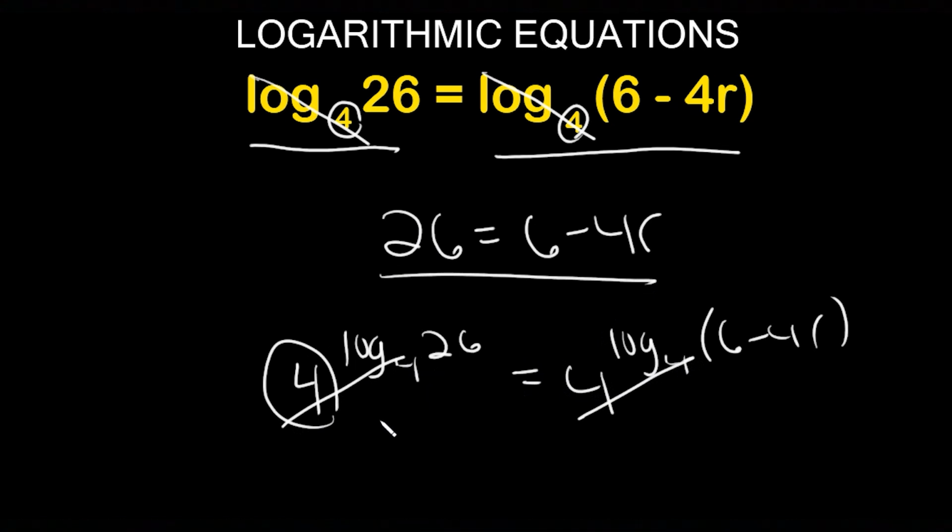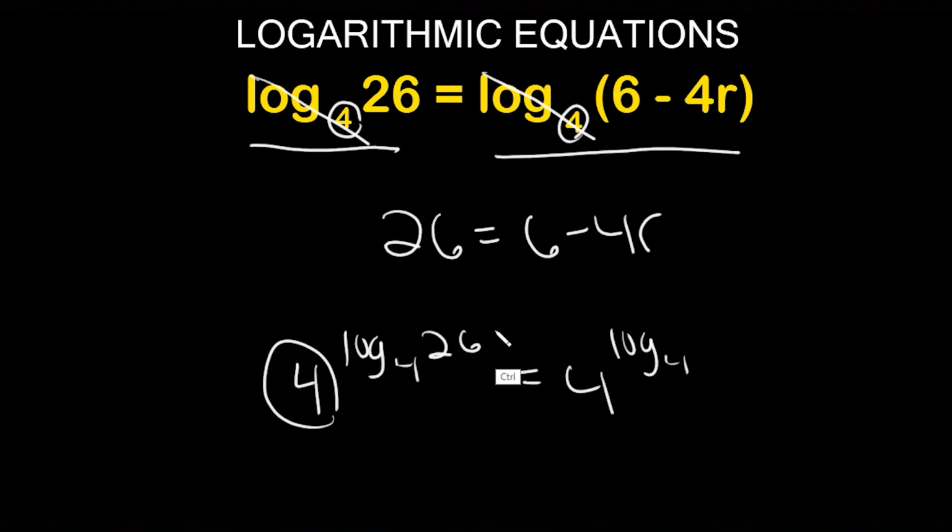But all you have to remember is if you have a logarithm isolated on both the left-hand side and the right-hand side, and they have the same base, they will cancel out. And this right here is why that happens, okay? So all we have to do now is solve. So why don't we go ahead and get rid of all this stuff here, and we're going to solve for r.